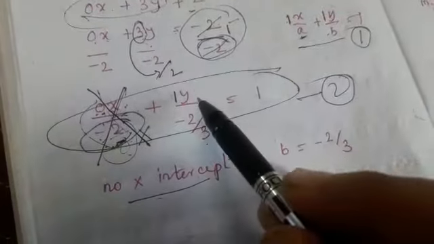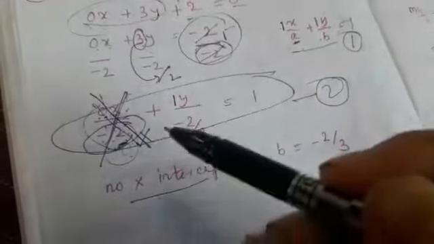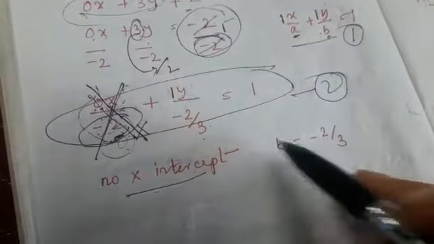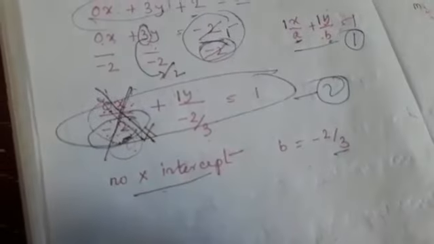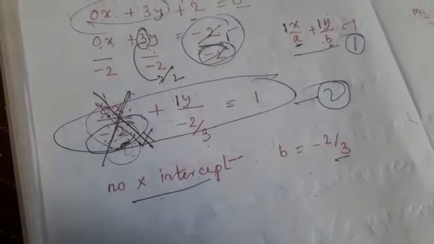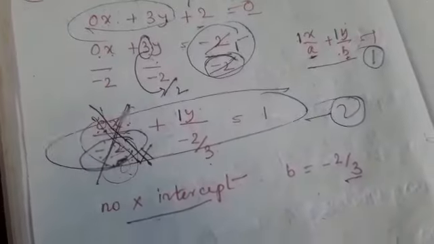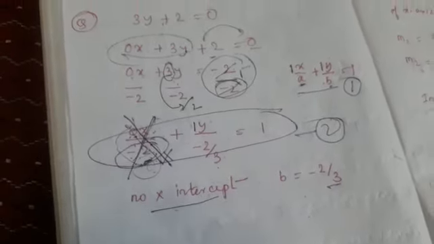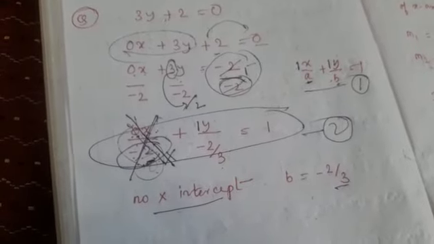Clear? And because this term is not there, so to equate, there is no term, so your a will eventually be 0. And by comparing this b, you are getting b is equal to -2 by 3. So b is -2 by 3, the y intercept. So students, I hope you have understood this, how to reduce the intercept forms and compare and get the intercepts.